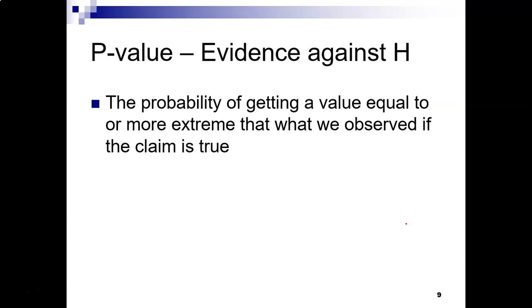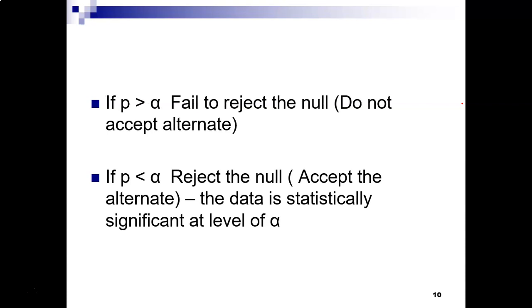Okay, so now that we know how to set the hypothesis values, in the last video we also talked about this idea of a p-value. So what is it? Well, the p-value is basically your evidence against H0. It's the probability of getting a value equal to or more extreme than what we observe if H0 is true. So if things are what they say they are, it's the probability we're going to get the sample that we get.